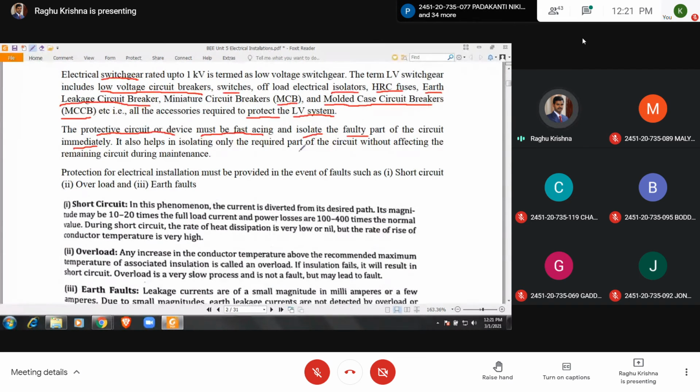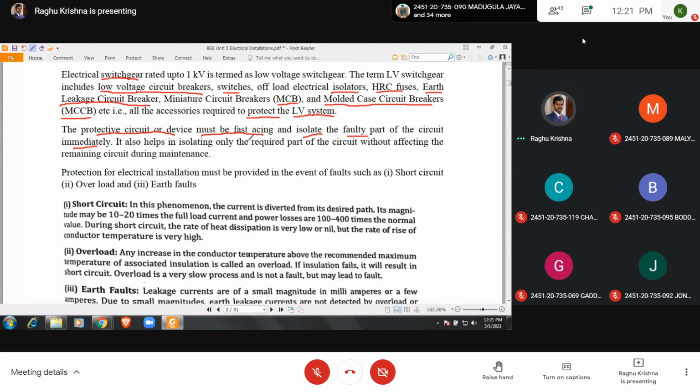The switchgear must only isolate the faulty part, and it must not disturb the other equipment, so that others can get the electrical power continuously. We have to design the switchgear in such a way that it isolates only the faulty part, and it must be done at a faster rate. So it must be fast acting and isolate the faulty part immediately.